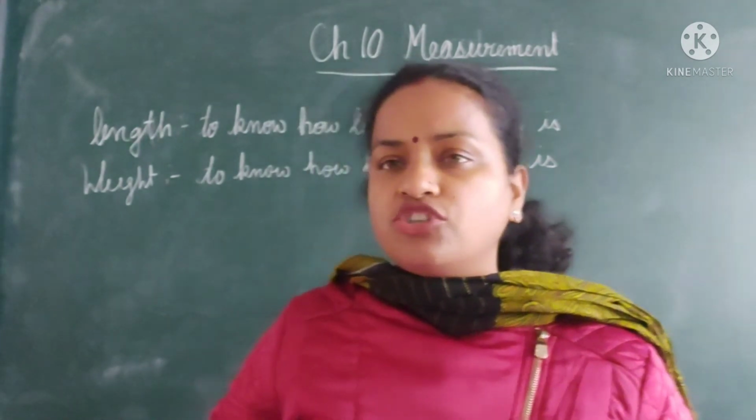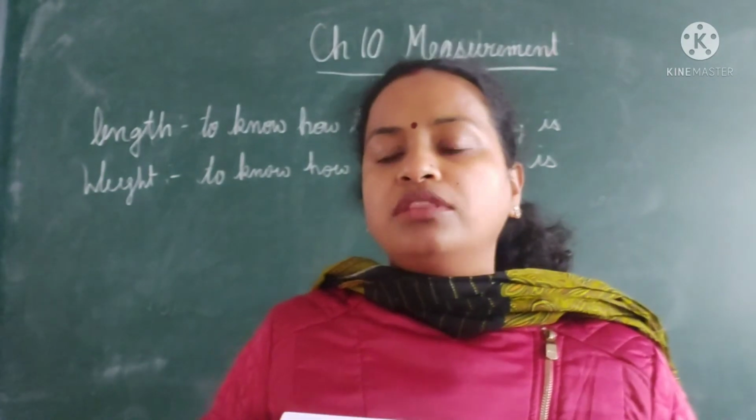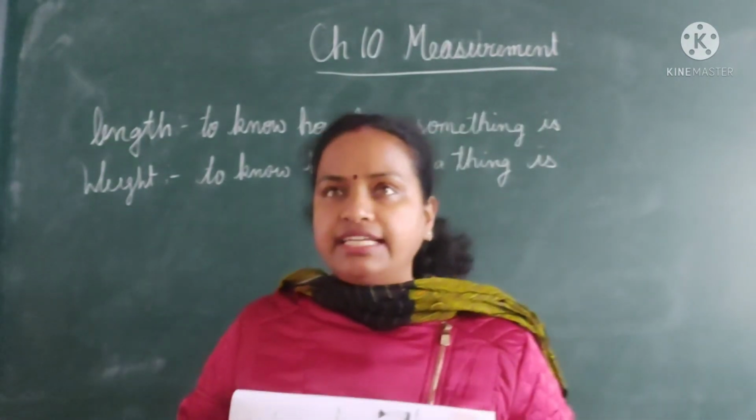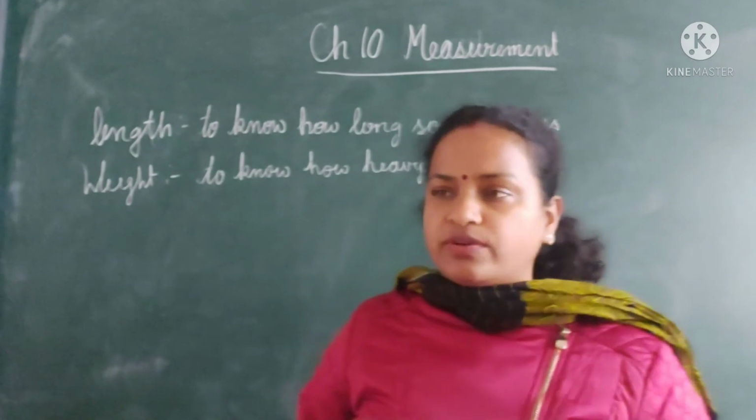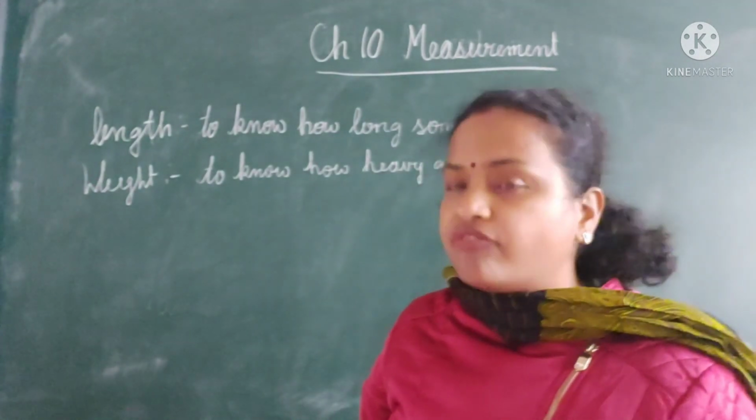You go to a grocery shop, you buy different types of things. So what do you see there? How much weight it is having. Correct? 1 kg, 2 kg. Have you seen this? So that we measure with the help of weight.